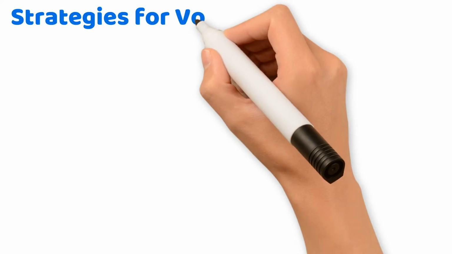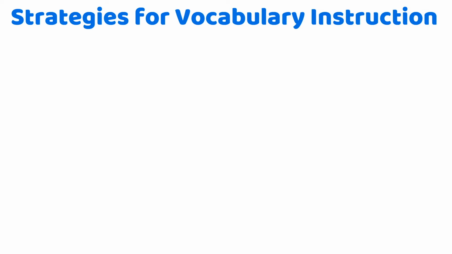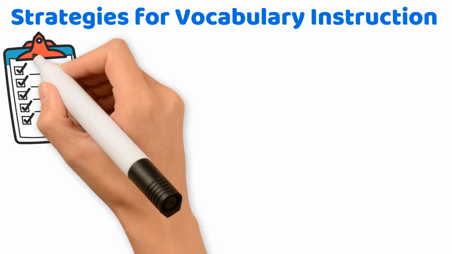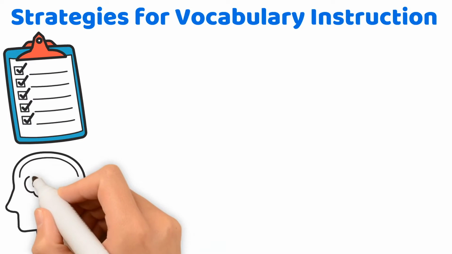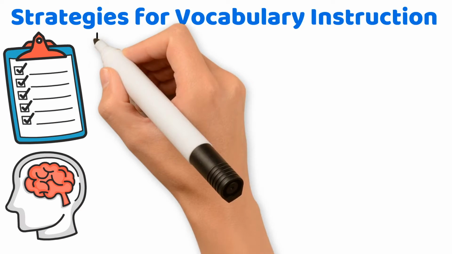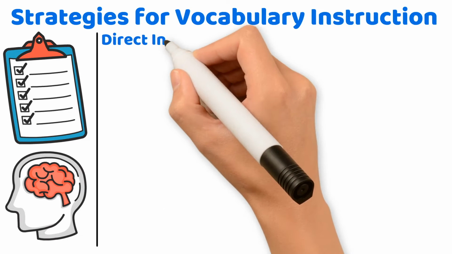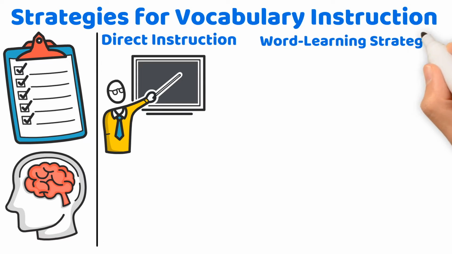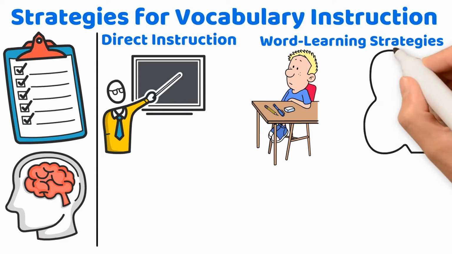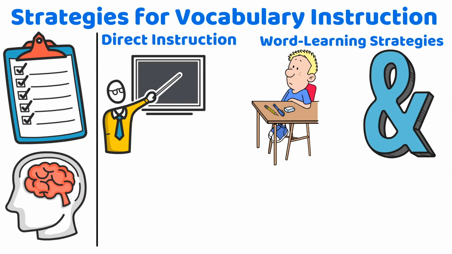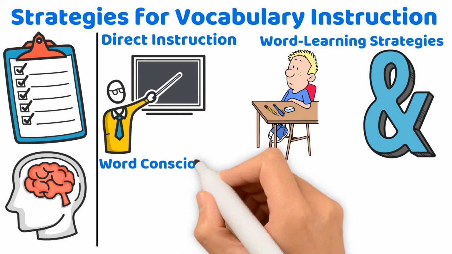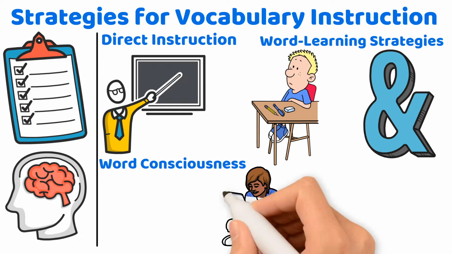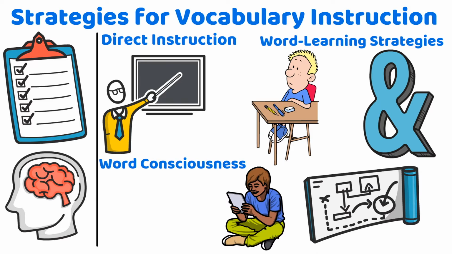Now, let's move forward to strategies for vocabulary instruction, so you can be ready when a multiple-choice question about strategies comes up. Be aware that effective vocabulary instruction involves direct instruction, teaching specific words intensively; word learning strategies, helping students learn how to decipher unfamiliar words independently; word consciousness, encouraging an interest in words and their meanings through engaging activities.